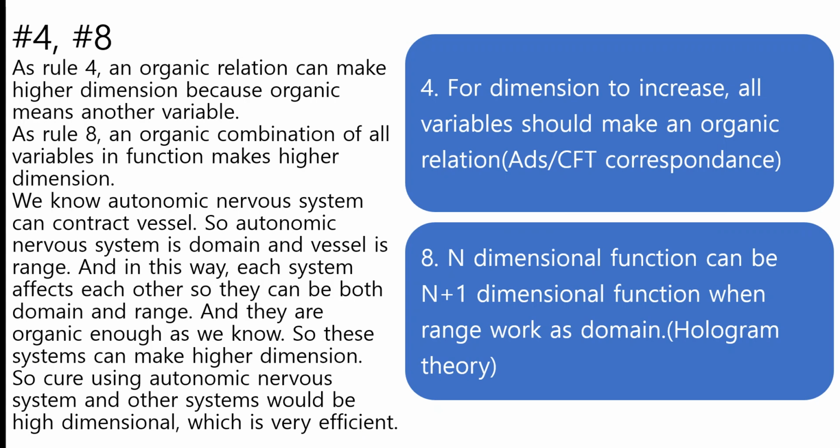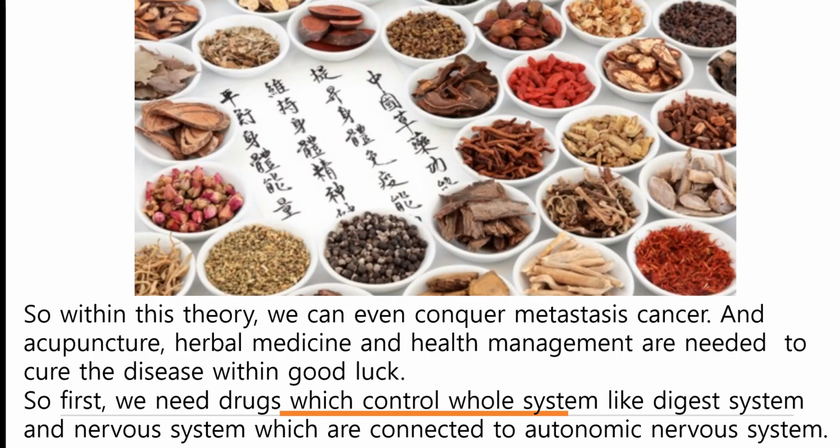We know the autonomic nervous system can control vessels. So the autonomic nervous system is the domain and the vessel is the range, and in this way each system affects each other so they can be both domain and range. And they are organic enough as we know, so these systems can make higher dimension. So a cure using the autonomic nervous system and other systems would be high dimensional, which is very efficient.